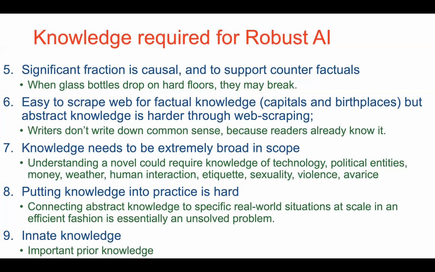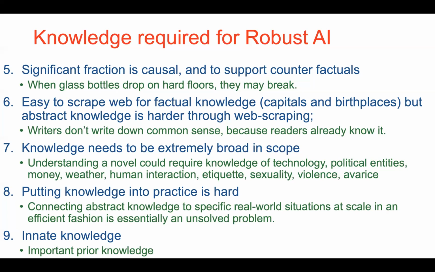But abstract knowledge, such as what happens when a bottle falls on a hard floor. A lot of it is common sense. Writers don't write down common sense because readers already know it. You don't try to explain in a Wikipedia article that when the bottle falls on the hard floor, it breaks, and when it breaks, the liquid pours out. A lot of it is common sense because we already know it. It's not written down. You can't pull up common sense like that.